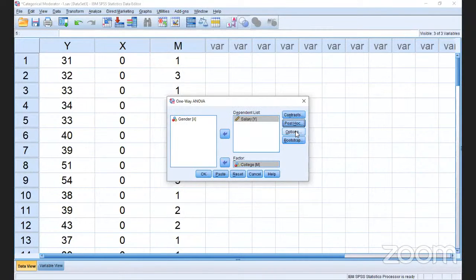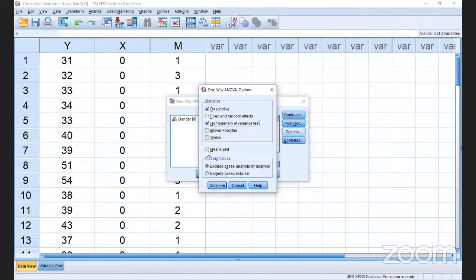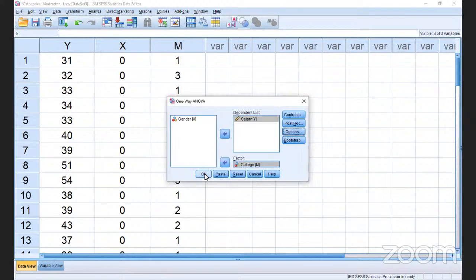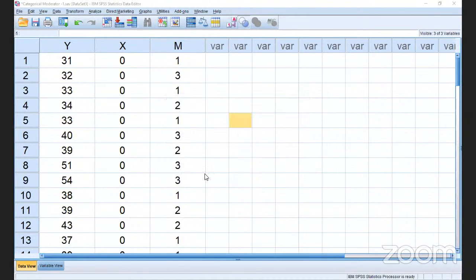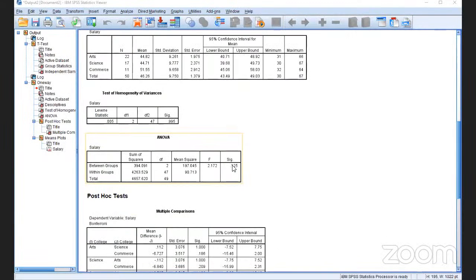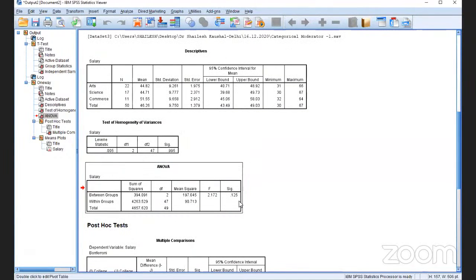Bonferroni, continue, options, descriptive, and then continue. So what would be the result, whether it is significant or not? So I am showing you. Here in the output, you can see the ANOVA table. This table tells us whether there is a significant difference in salary among the three types of teachers: science, commerce, and arts. So there is no significant difference, because the p value is greater than 0.05.